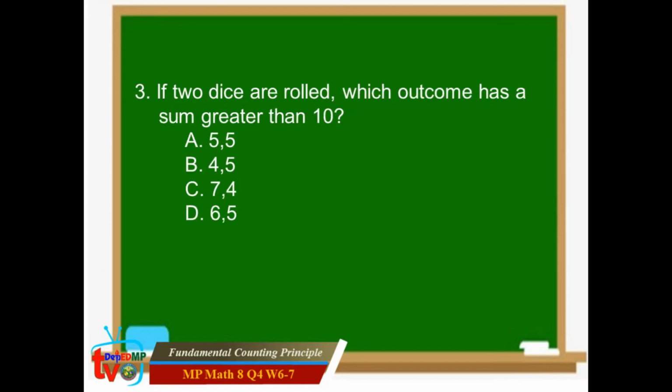3. If 2 dice are rolled, which outcome has a sum greater than 10? A. 5 and 5. B. 4 and 5. C. 7 and 4. D. 6 and 5.